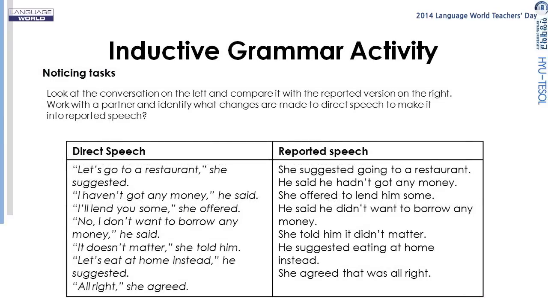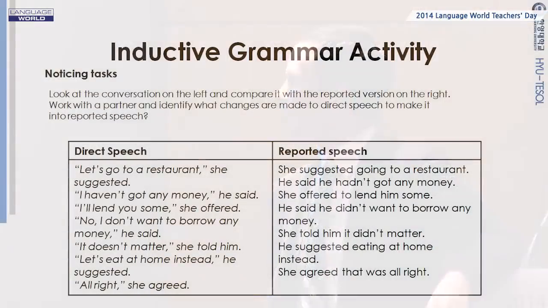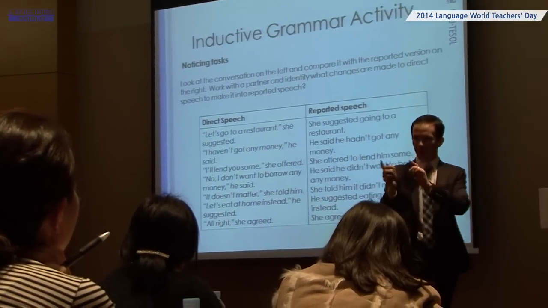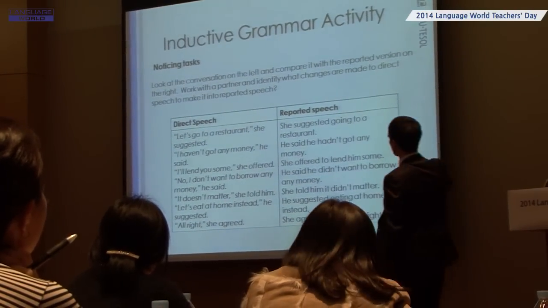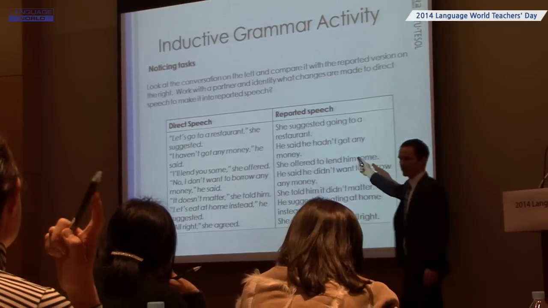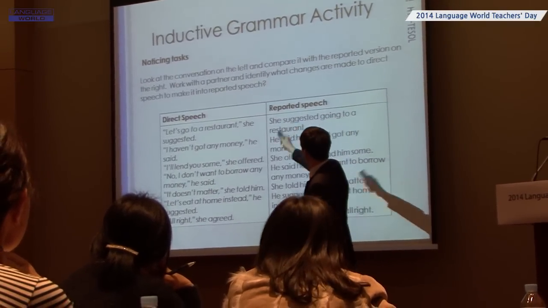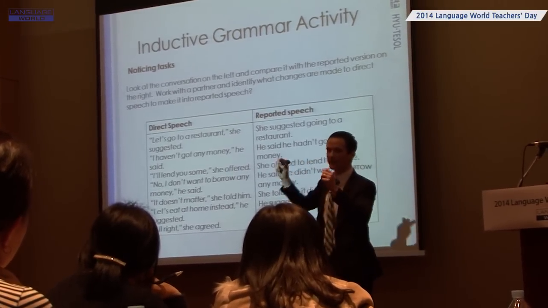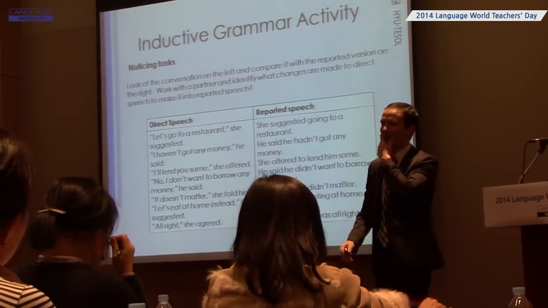So this is an example of an inductive grammar activity. I think maybe we'll try this. This is a noticing task. Let me tell you what to do, and then I'll give you a couple minutes to talk to the person next to you and figure this out together. Look at these two conversations. One of them is in reported speech, and this is quoted speech. With your partner, talk about this. How do we turn the conversation on the left into reported speech? What are the rules? Take a couple minutes, talk to the person next to you, and try to figure out what's going on there.